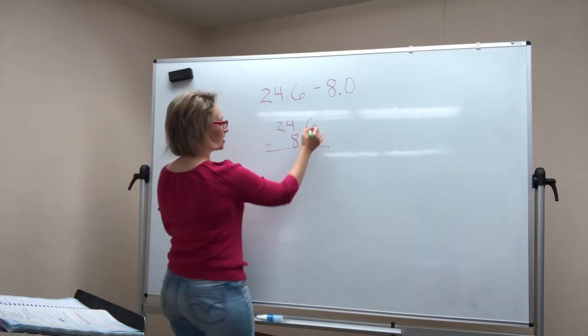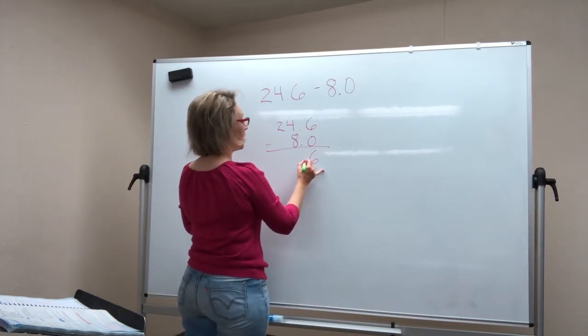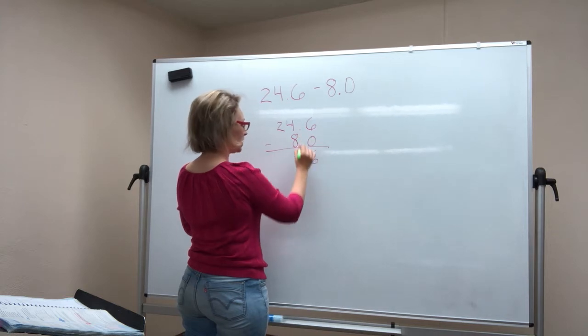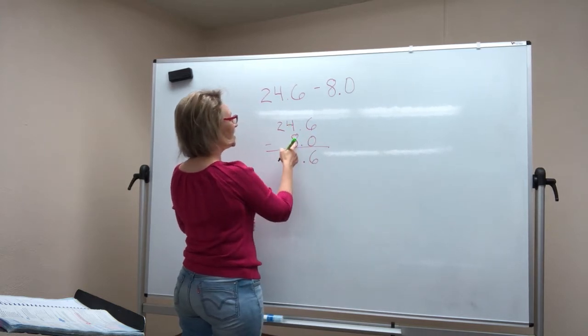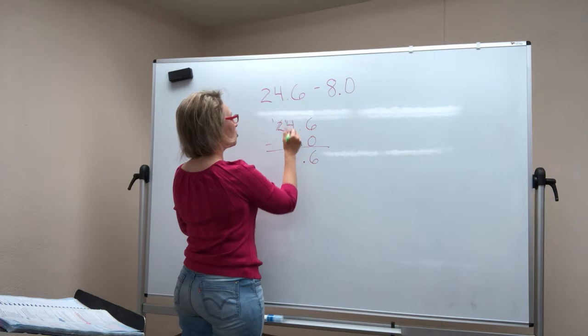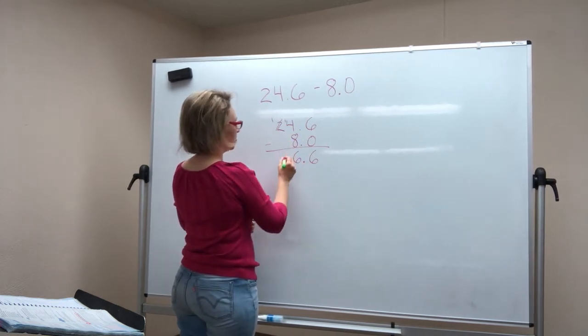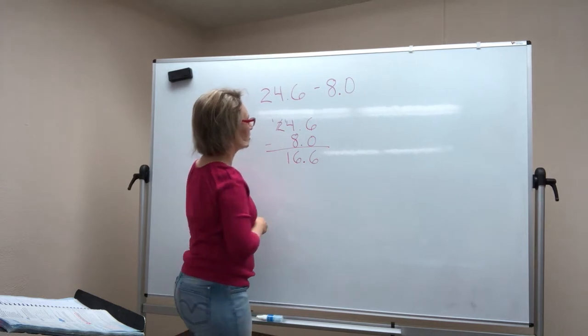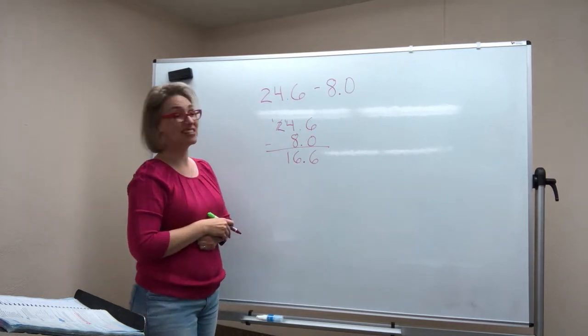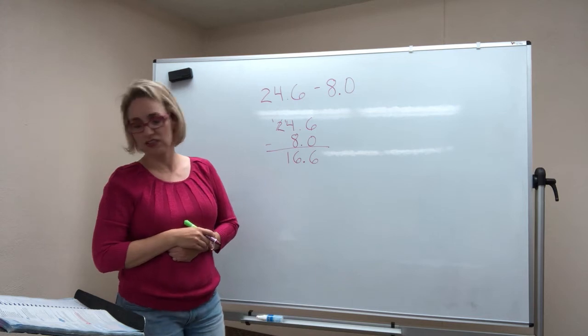So now I'll subtract. 6 minus 0 is 6. I bring down my decimal point, keep it straight. I can't take 8 away from 4, so I'm going to have to borrow. 14 take away 8 is 6. 1 take away nothing is still 1. So the answer is 16 and 6 tenths. 16.6, 16 and 6 tenths.